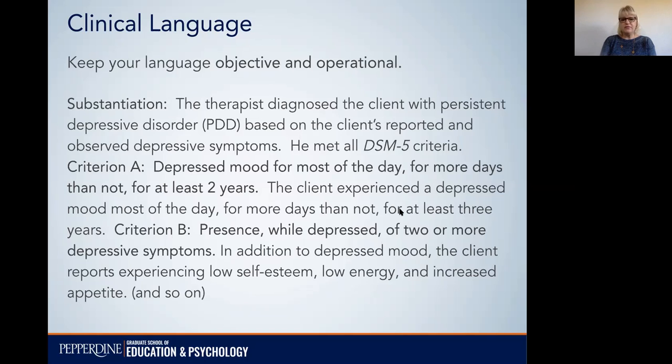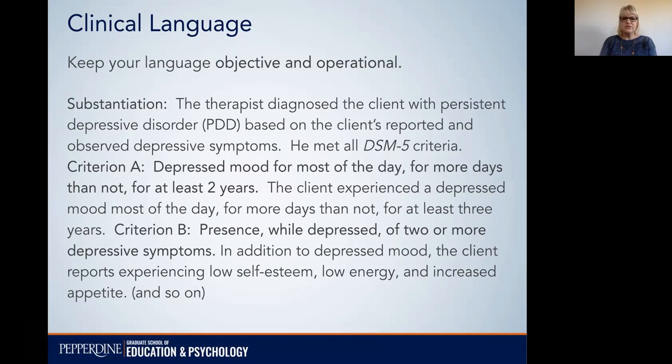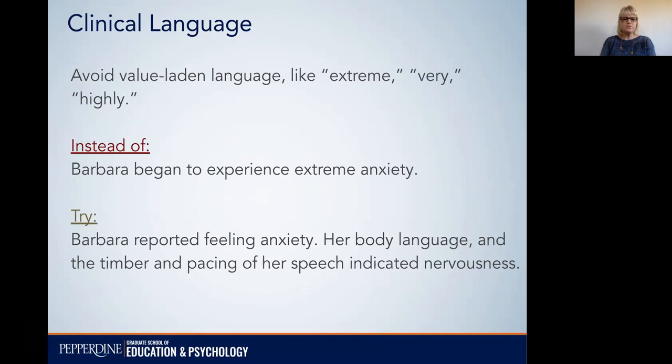So then we have the actual experience of the client, which is, "The client experienced a depressed mood most of the day, for more days than not, for at least 3 years." Very similar, very concrete. Then here is criterion B, presence while depressed of 2 or more depressive symptoms. And then the student wrote, "In addition to depressed mood, the client reports experiencing low self-esteem, low energy, and increased appetite." And then the student went on, but those are just some examples to get going.